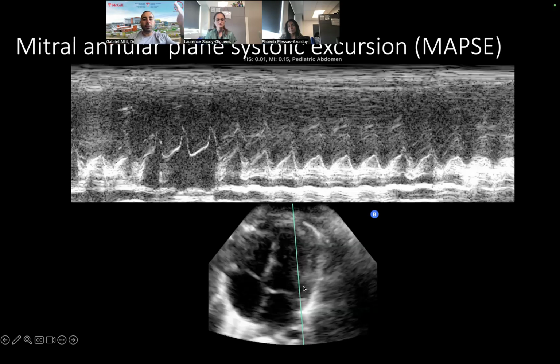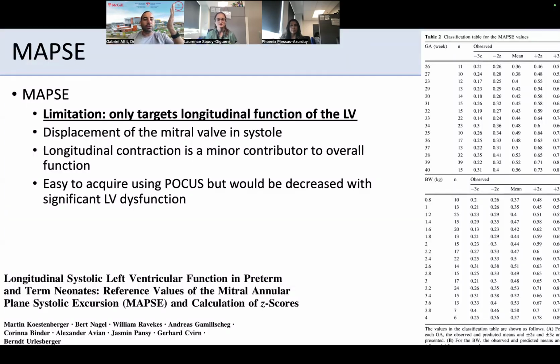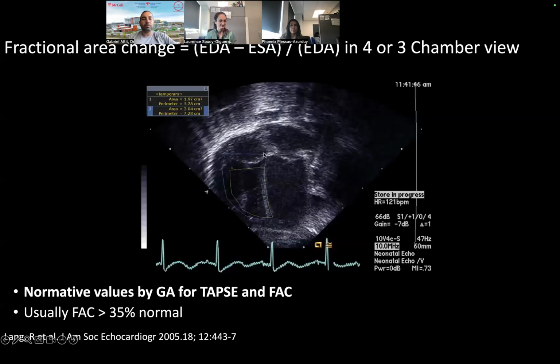You have to cross the apex and go at the attachment of the mitral valve. And there's been values described for the MAPSE. Here I've put you the reference for the MAPSE. Why do many echo labs not use the MAPSE in their assessment of the LV function? It's because it's looking mostly at the longitudinal contraction, which is a minor contributor to the overall function.